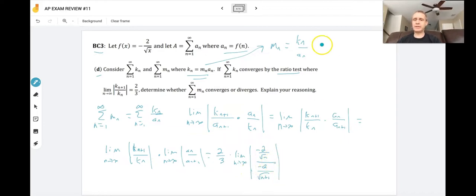Right, and then for this here, that particular ratio is getting messy. So over here, I'll write -2 over the square root of n divided by -2 over the square root of n plus 1. We can simplify that to be -2 over square root of n times the square root of n plus 1 over -2. And now these -2's are going to cancel, right? And we're going to have just the square root of n plus 1 over the square root of n. But I claim that we can write that as just the square root of n plus 1 over n, just as one whole term.